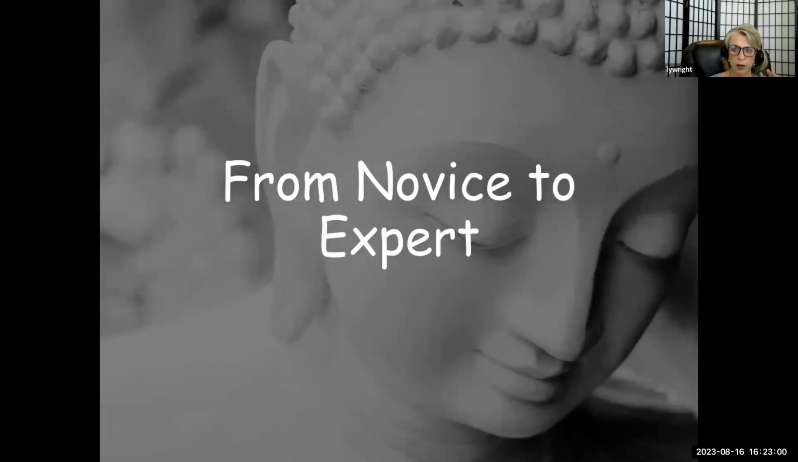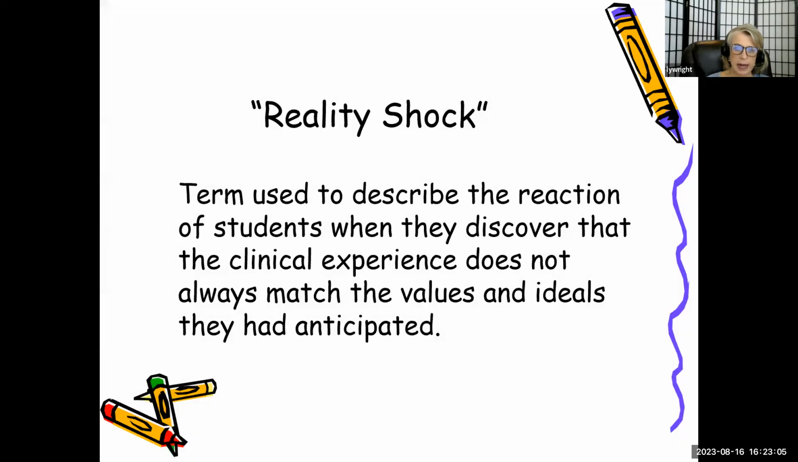As I said, the goal is to move students from novice to expert. Many times when they enter this environment for the first time, they have a reality shock. That's a term used to describe this reaction when students walk into the clinical environment for the first time, and it doesn't necessarily match what they thought it was going to be, the values that they anticipated. And they can experience a lot of different emotions with that.